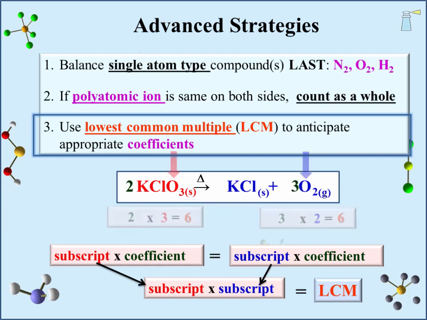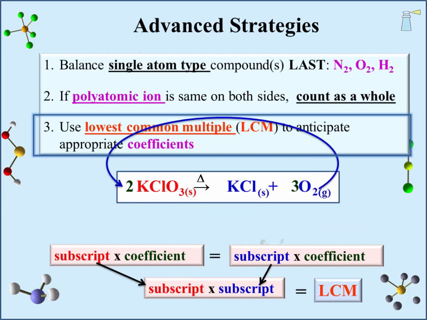With the balancing coefficients in place, it can be seen that the subscript on the product oxygen ends up being the coefficient on the reactant compound containing the oxygen. Also, the subscript on the oxygen of that compound ends up being the coefficient on the oxygen in the products. This is a shorthand way that bypasses the LCM altogether. It does not always work, but when it does, it really speeds things up. And that wraps up advanced strategies.